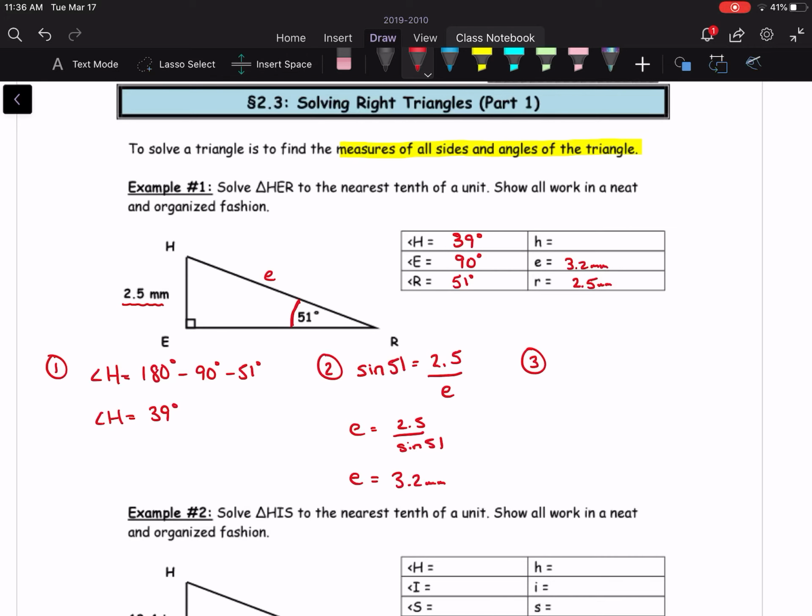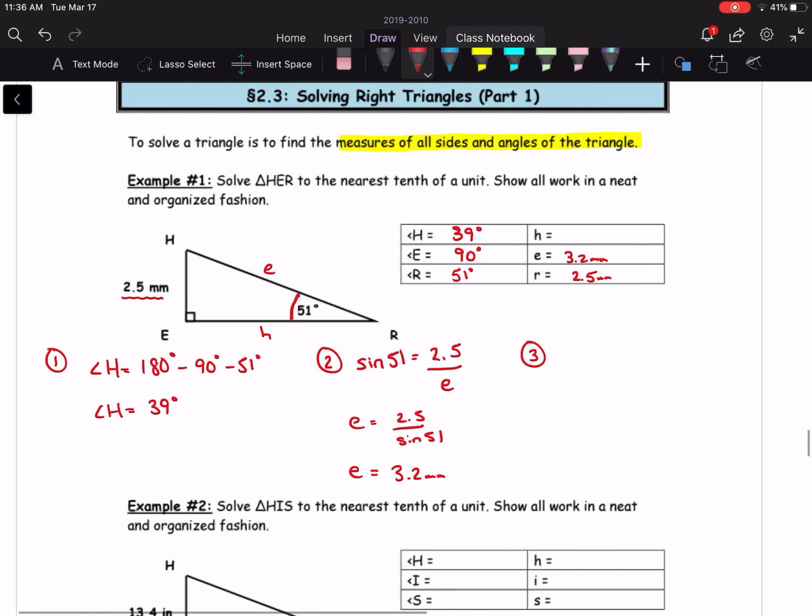And next I need to solve for side length H, which is the adjacent side length to the 51-degree angle. And I'm going to use the 2.5 millimeter side length, which is the opposite. So that means I need to be using the tan function. So tan of 51 degrees is the opposite side length divided by the adjacent side length. And so when I rearrange this, I end up getting 2.5 divided by tan 51 degrees, which turns out to be about 2.0 millimeters.